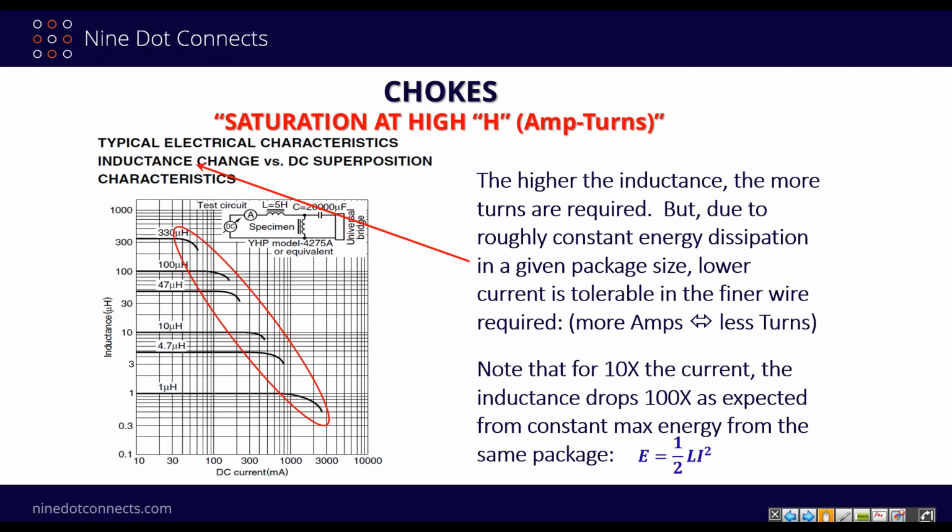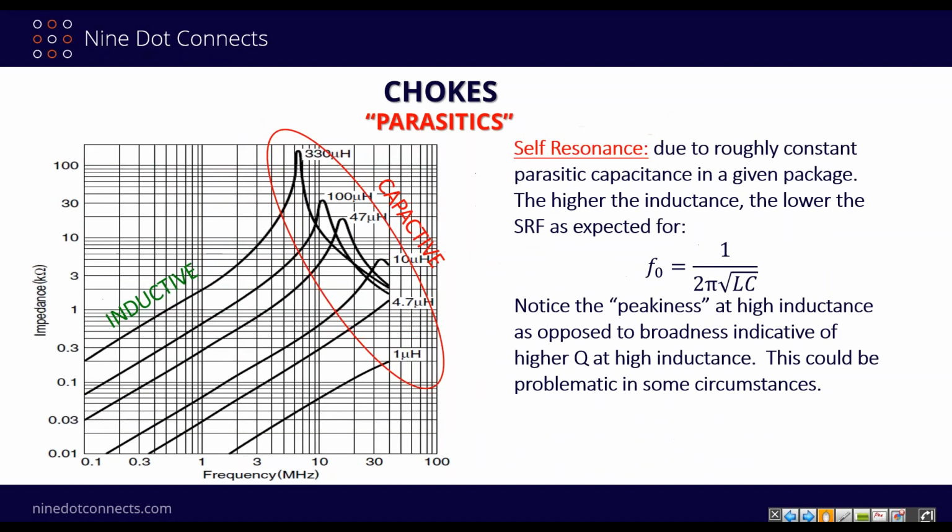You may not be able to support the current. One of these inductors will look inductive at low frequencies, but once you get to the self-resonant frequency, they turn around and they look capacitive, and all the curves start falling off again. If they fall off enough, you won't be able to filter what you need.